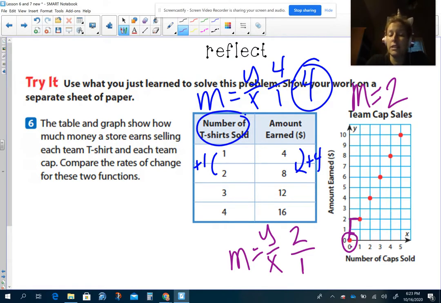Well, did you say that the t-shirts is a rate of change of 4 and the number of caps is a rate of change of 2? Did you say that t-shirts is times 2 the amount of caps? Ooh, that's a good one. It's $2 more per t-shirt than cap. Oh my gosh, there's so many things we could say, huh?